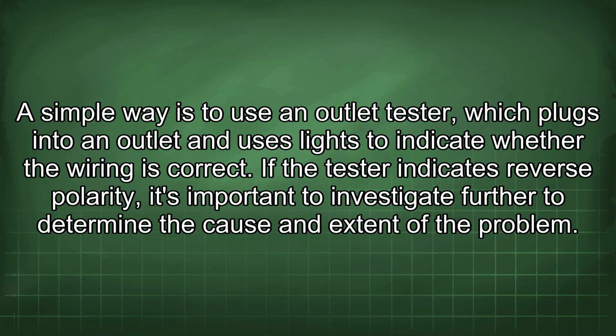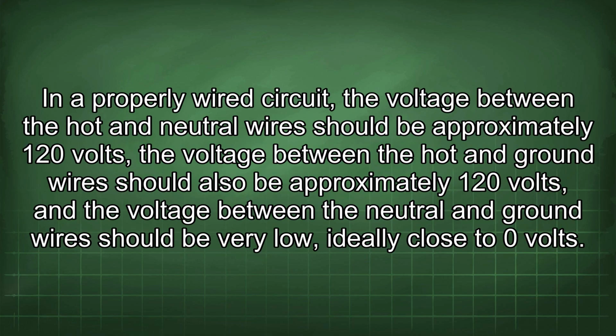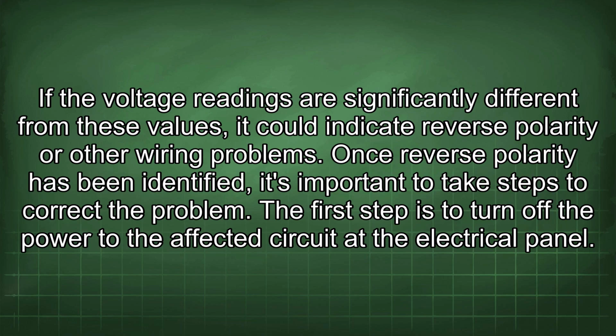extent of the problem. A more comprehensive test involves using a multimeter to measure the voltage between the hot, neutral, and ground wires. In a properly wired circuit, the voltage between the hot and neutral wires should be approximately 120 volts. The voltage between the hot and ground wires should also be approximately 120 volts, and the voltage between the neutral and ground wires should be very low, ideally close to 0 volts. If the voltage readings are significantly different from these values, it could indicate reverse polarity or other wiring problems.